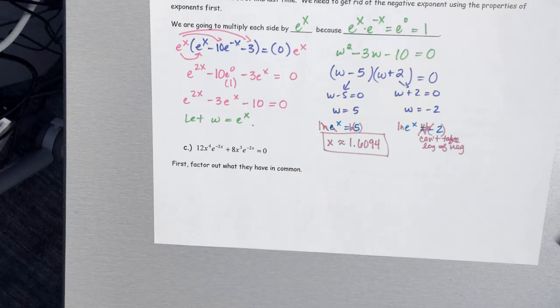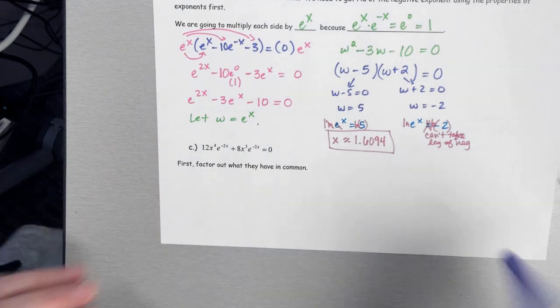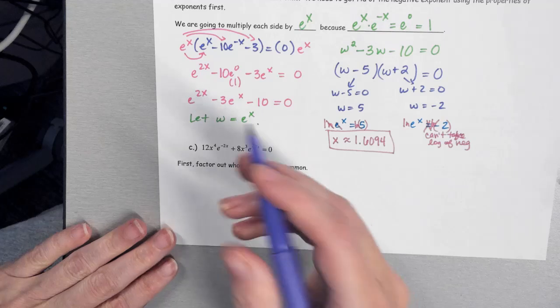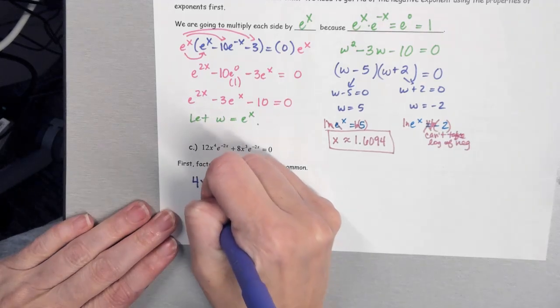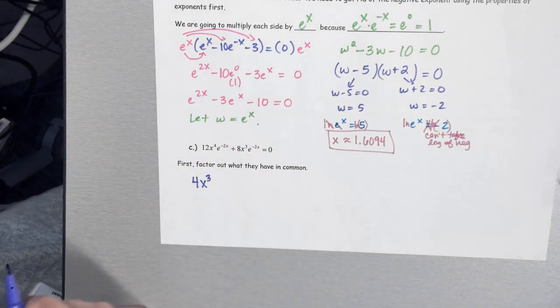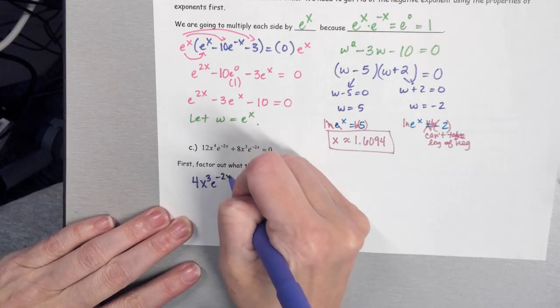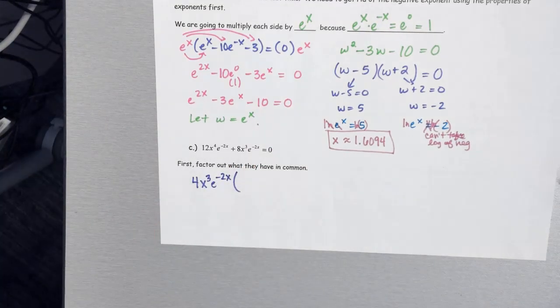Okay, so each term has what in common? 4, what else? Good. X to the third, good. Anything else? Okay, good. So you have 4x cubed e to the -2x. That's what we're going to factor out. So when you do that, you're dividing.